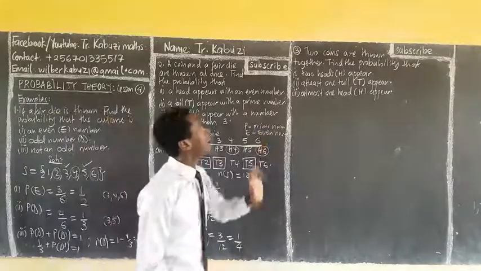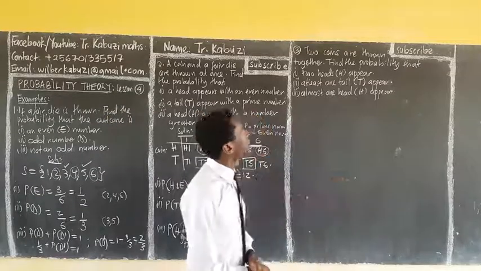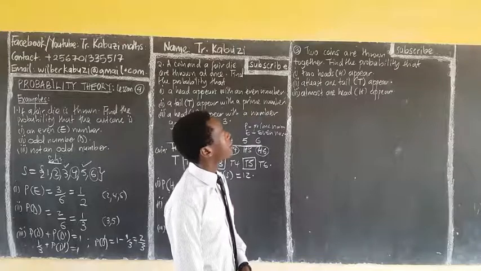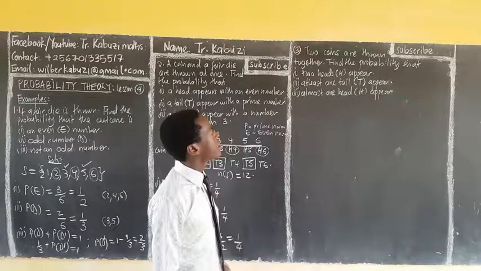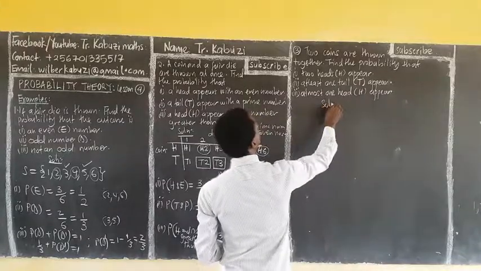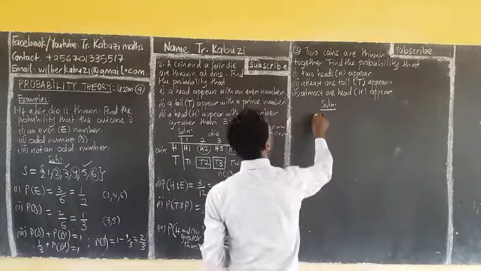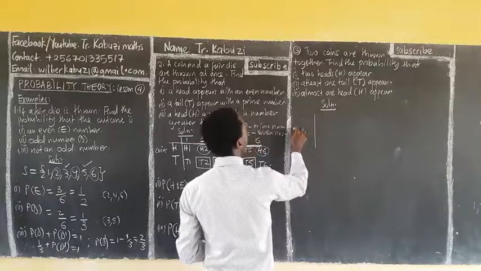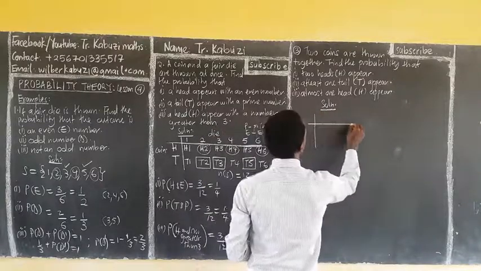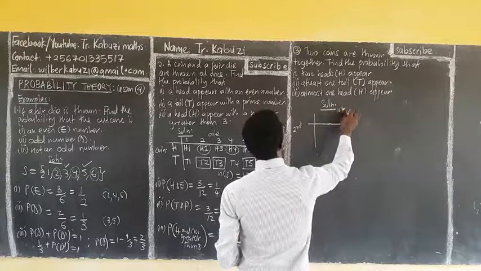Let us come to this one. 2 coins are thrown together. Find the probability that 2 heads appear, at least 1 tail, and at most 1 head. So first of all, the first element is our sample space. We have 2 coins. The second is here, and let us put the first up here. The first coin.